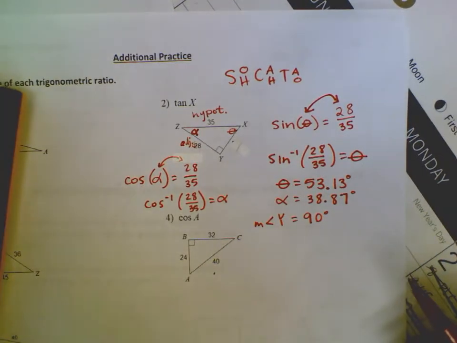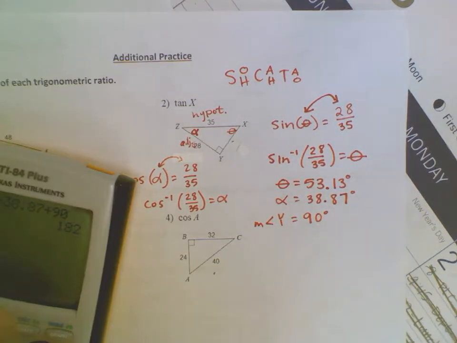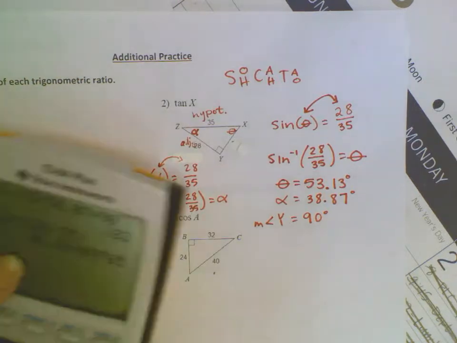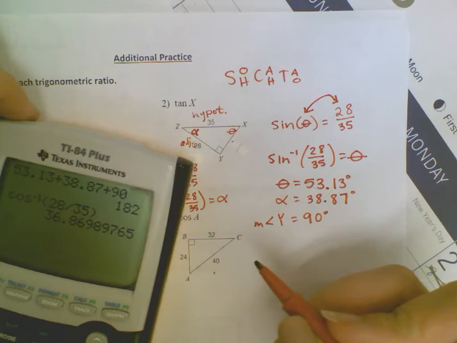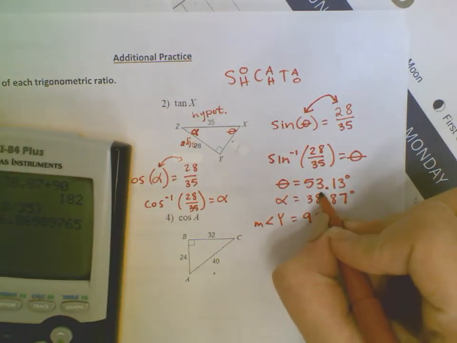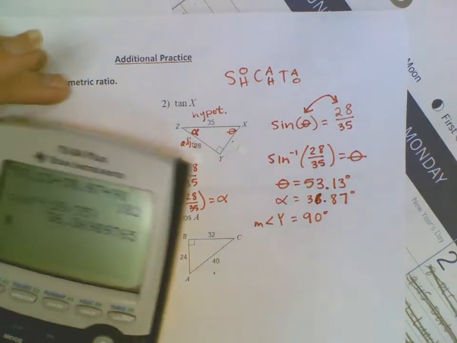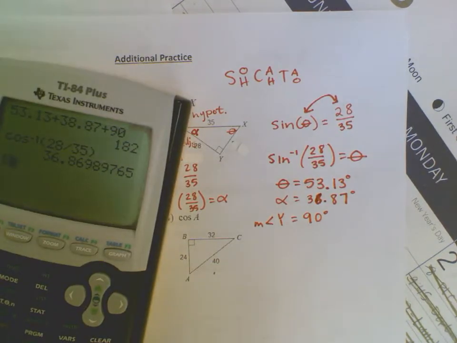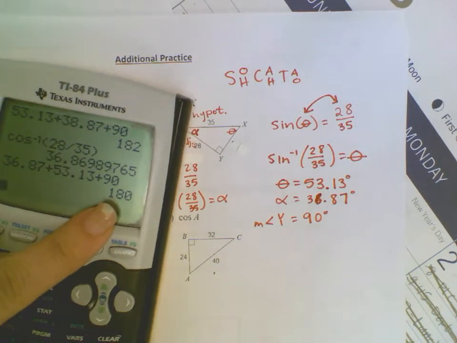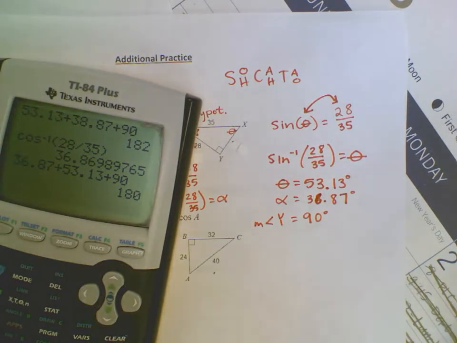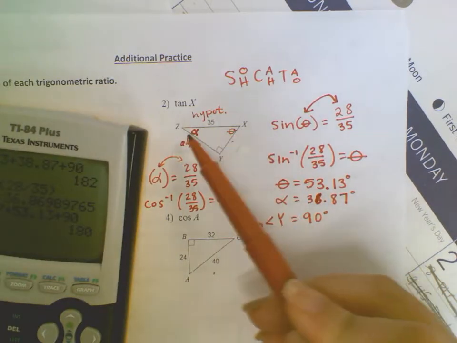So let me double check and make sure I did that correctly. 28 divided by 35. Oh, that's the issue. That's where the extra 2 is coming from. I'm sorry about that. That should be 36. All right, so now when we add 36.87 plus 53.13 plus 90 gives me 180. Perfect. So I used inverse trig to solve for the angle measures.